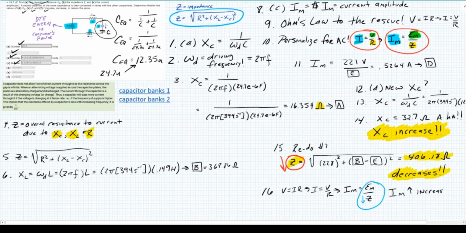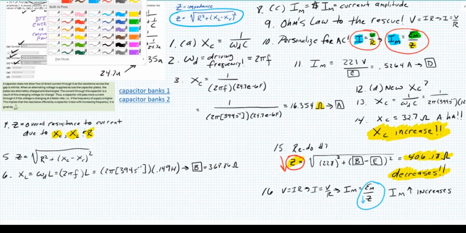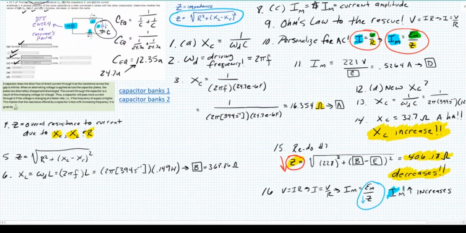So the real takeaway here is, boy, that seems weird. Again, if you're still in the throes of an emotional trauma, because how can you increase the capacitive reactance and yet everything gets better? How can you make the capacitor more stubborn and yet everything gets better? The answer is because it's a blend. You always have to blend together what's going on with the capacitor against what's going on with the inductor.